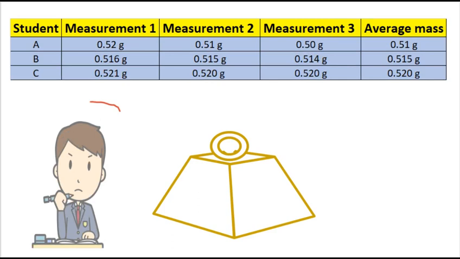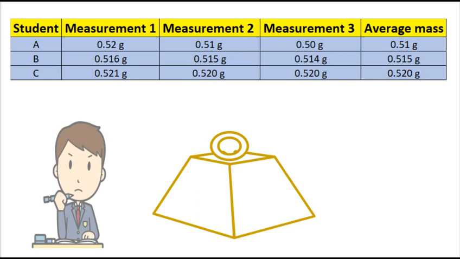Now let's consider the third case. Student C came and measured your stone. The first time he measured, he got 0.521 grams. The second time he measured, he got 0.520 grams. The third time he measured, he got 0.52 grams. And when he took the average value of all these three, he got 0.520 grams.